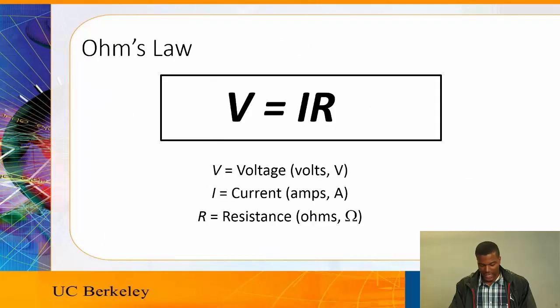In order to figure out how much current is flowing through your circuit, you will use a principle developed by George Ohm that states that the voltage through a conductor is equal to the current flowing through it times its resistance.